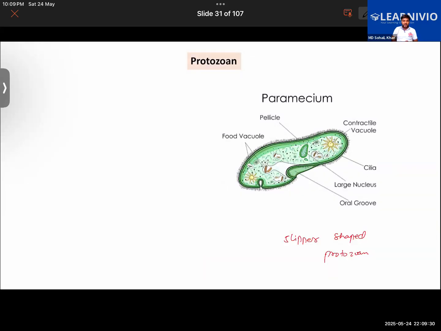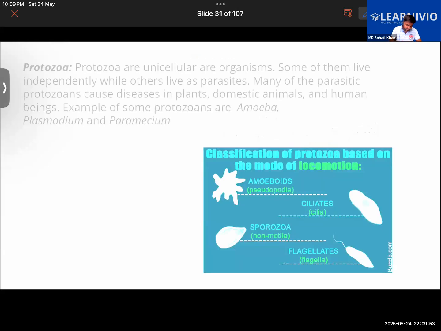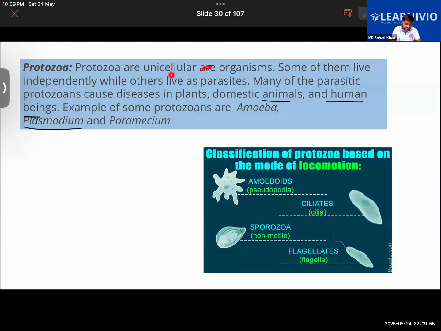The protozoans are single cell microorganisms or multicellular? Single cell? Multicellular? Aman. Abu Bakr, what about you? It's a single cell, no? Single cell. That's the first thing. Unicellular, meaning single cell.